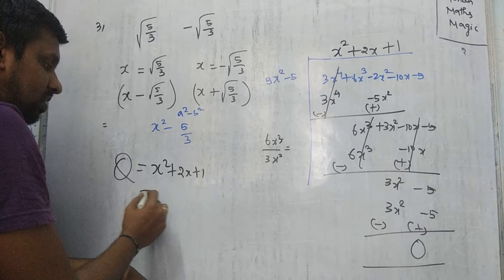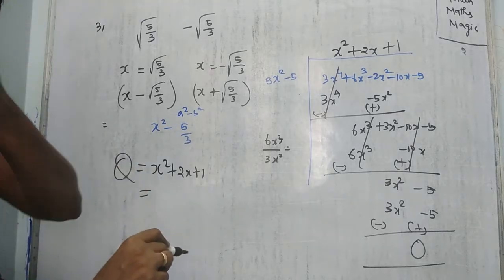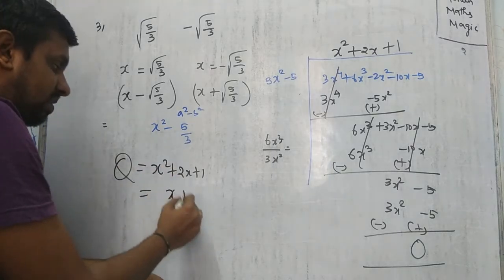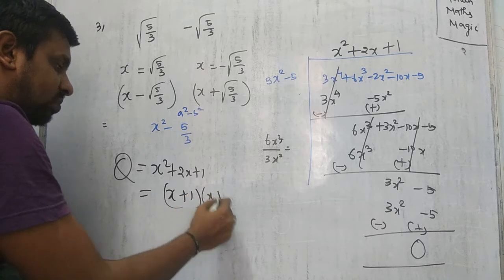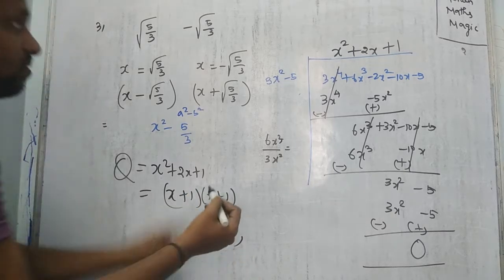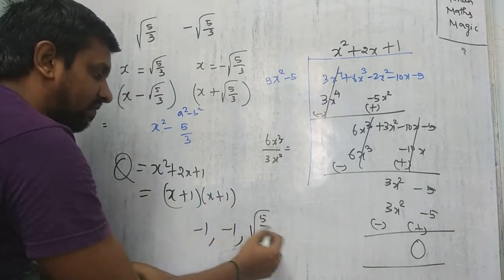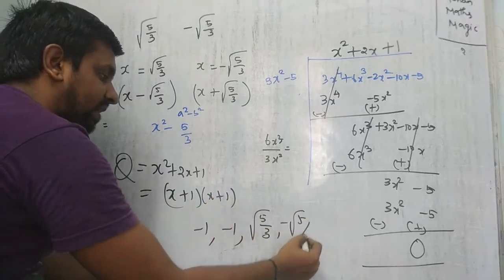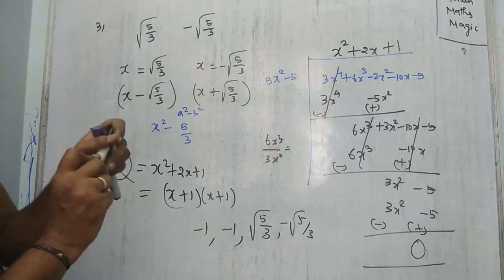Taking the quotient and splitting the middle term, you will get (x plus 1) into (x plus 1). So put x plus 1 equal to 0, which gives minus 1. The other 2 roots were already given in the question: root 5 by 3 and minus root 5 by 3. Then the fourth Roman.